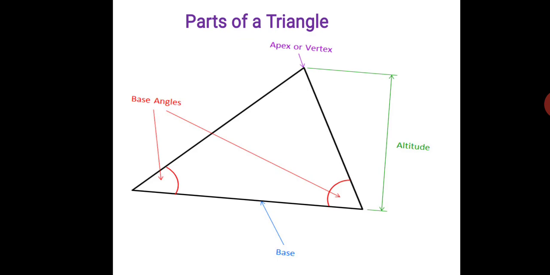Now the height of the triangle is called the altitude. That is the height of the triangle. So these are the parts of a triangle.